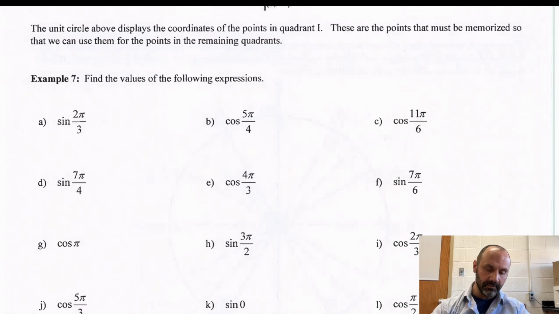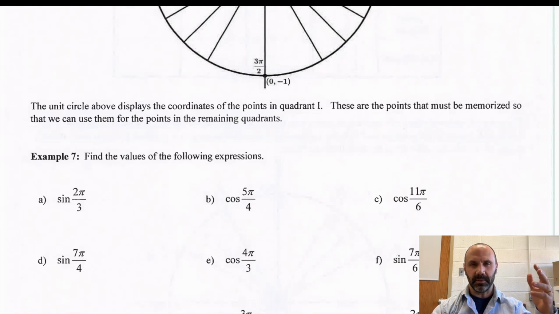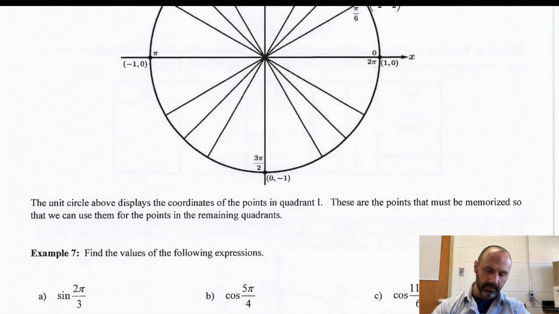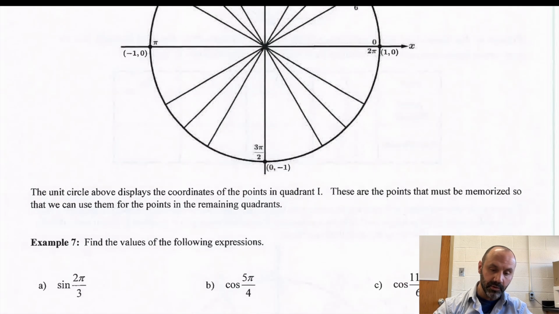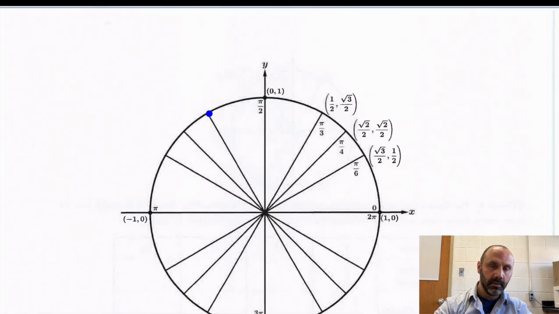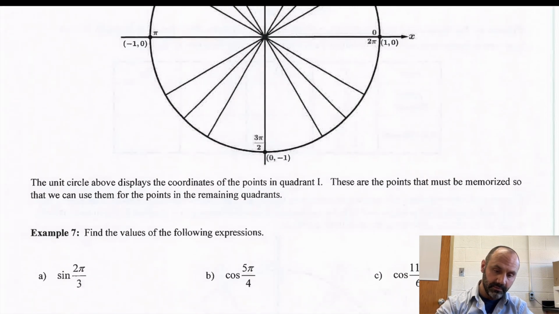Sine of 2 pi over 3. Well, where's 2 pi over 3? First of all, it's less than pi, so that means you're in the top quadrants 1 or 2. 2 pi over 3 is going to be over here, and sine is the y coordinate. So what's the y coordinate here? I know that here I'm at the higher of the y coordinates, and it's positive, so root 3 over 2.